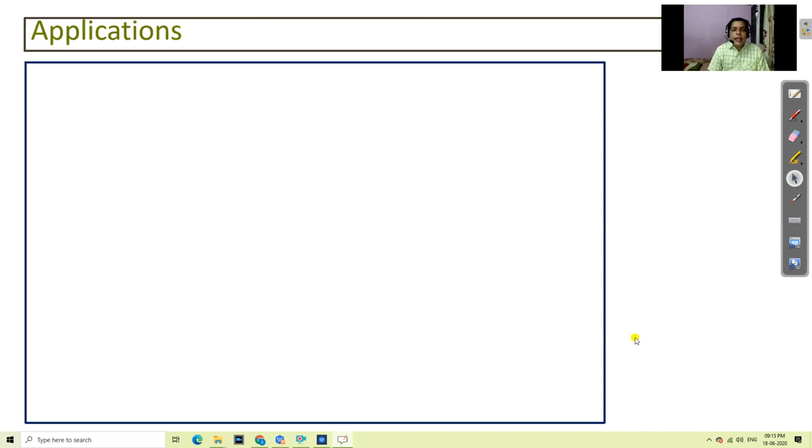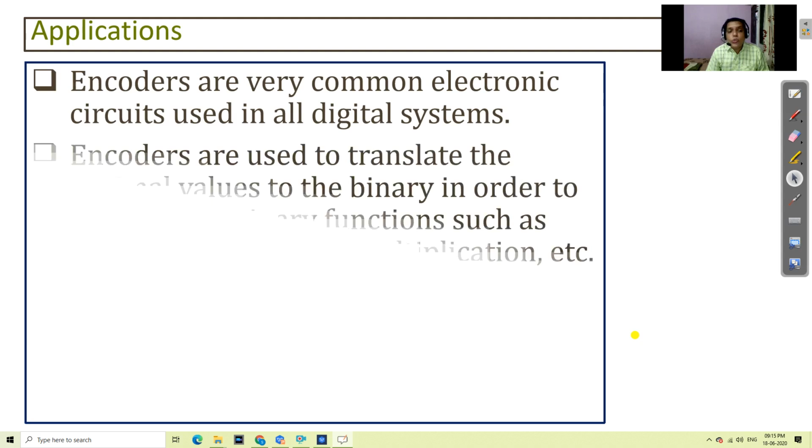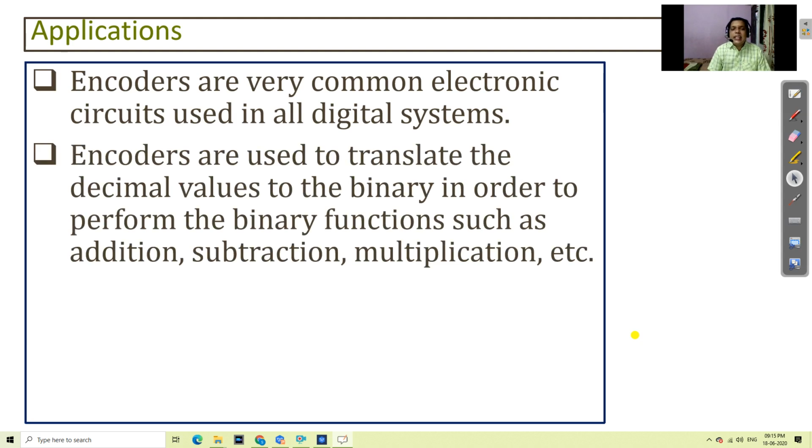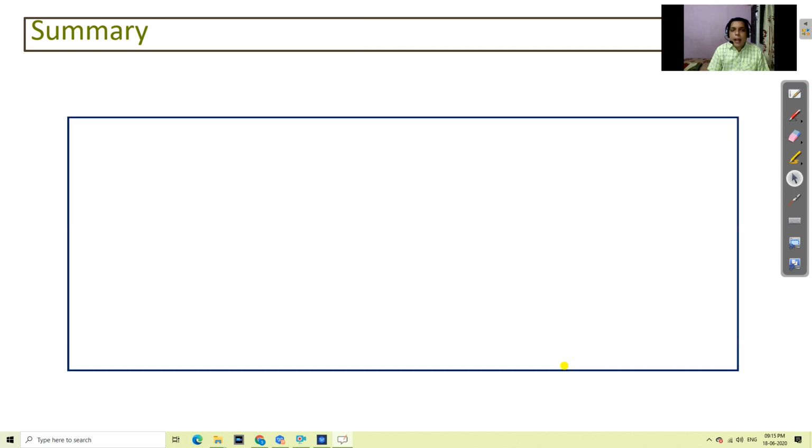So let's understand the applications of this. Encoders are very common in electronic circuits and in all digital systems. Next year, in the fundamentals of microcontroller, you are going to use this encoder. Encoders are used to translate decimal values to binary in order to perform binary functions such as addition, subtraction, multiplication. Other applications, especially for priority encoders, are detecting interrupts in microprocessor applications. It is widely used for memory allocation in microprocessors and microcontrollers. Next year you are going to study the applications of this.